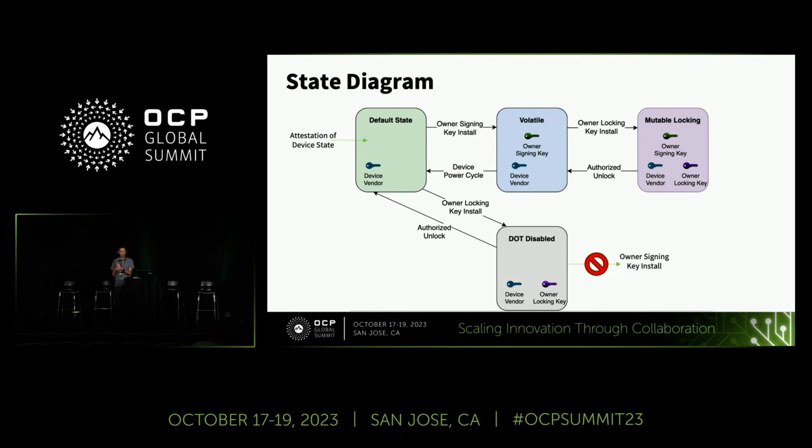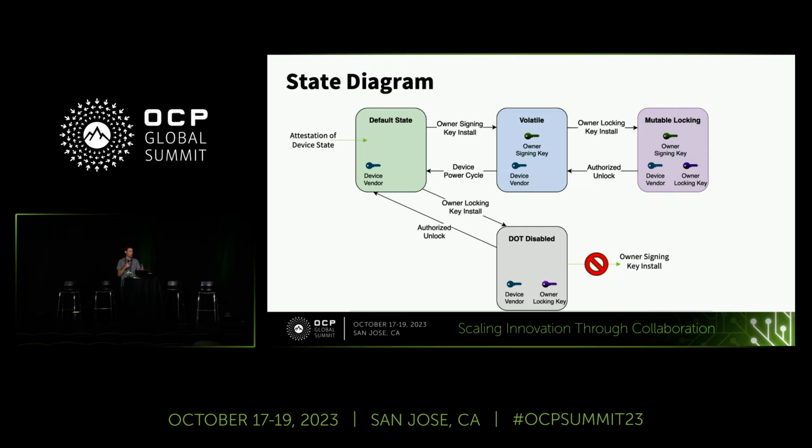Now that we're in the mutable locking state, you can power cycle the device. All the keys remain. You could ship the device off to somewhere else, boot it up, same thing applies, keys are still there. But how do we return from mutable locking back to volatile? Well, we perform that authorized unlock operation that I described before. You generate something like a unique one-time nonce on the device, countersign it using the private portion of the owner locking key pair, and install it back in the device. Upon successful validation, the device unlocks and transitions back to the volatile state. We actually move the owner signing key from non-volatile storage to volatile storage, and at that point, you're in volatile.